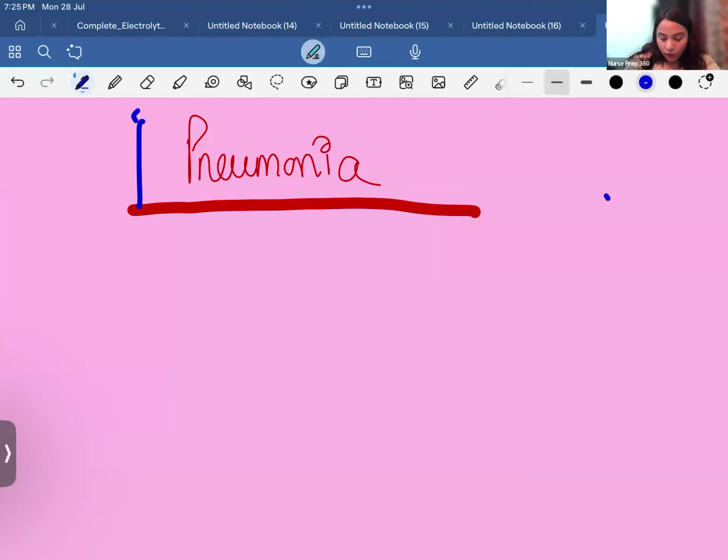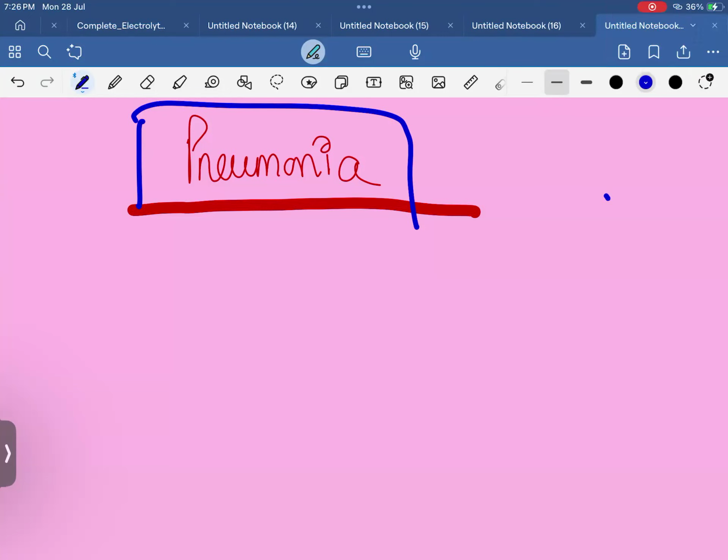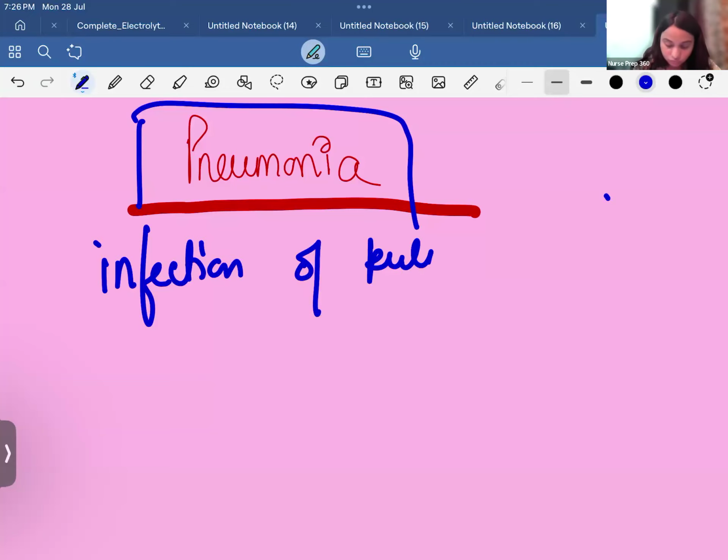What do you mean by pneumonia? Can anyone explain pneumonia in your own words? It's okay for me. Madam, pneumonia is an infection of the lungs. Very good. Infection of pulmonary tissues, infection of the alveoli. Anything else?